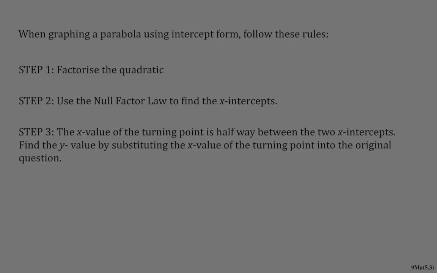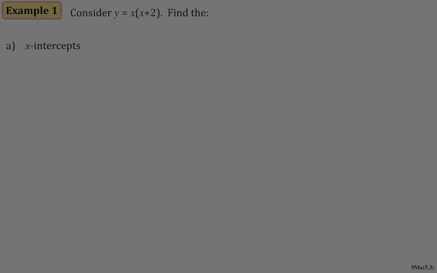Now, the x value of the turning point is always halfway between the two x-intercepts. Once we know that, we can find the y value by doing some substitution. We'll do an example of all this so it makes sense in a moment. Find the y-intercept by letting x equal 0, and you can follow those steps. So let's try it for the first one.